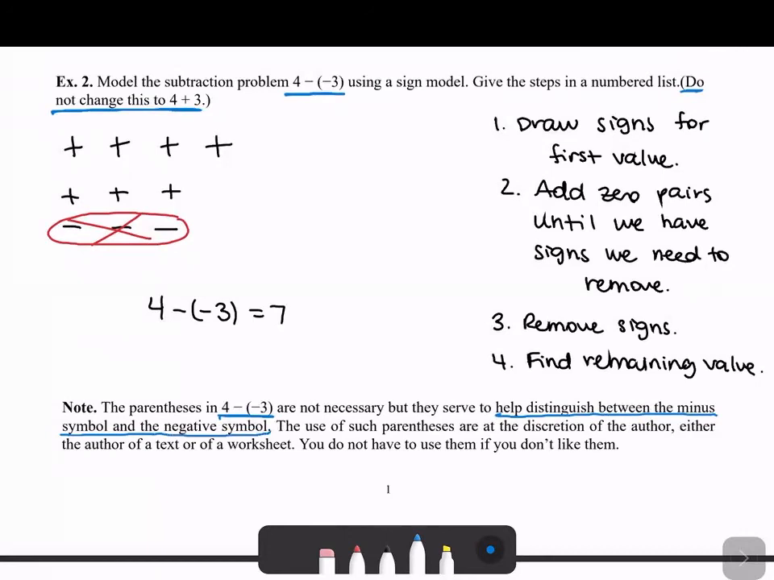Okay, so this is the end of the first page, and this is all we're going to talk about for the sign model using the integer counters. If you haven't seen the word integer counters, go read page 304 of the book, like you should have done already. And that's where it introduces this sign model. These are called integer counters. So next time, we're going to talk about modeling on a number line.